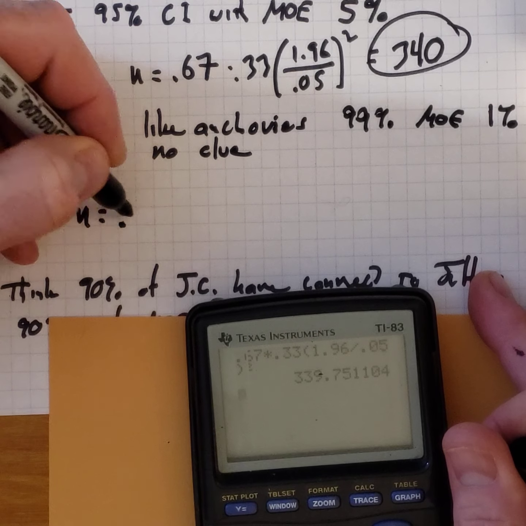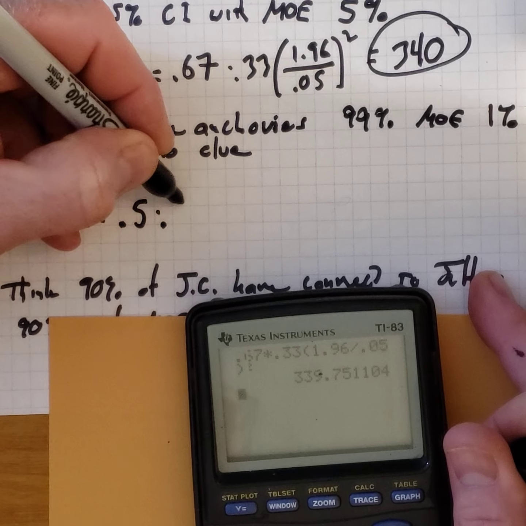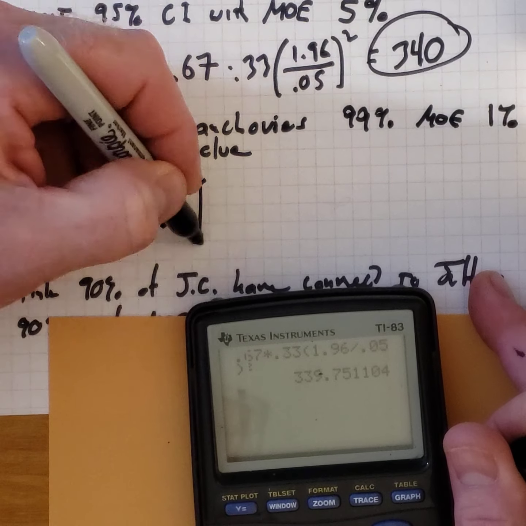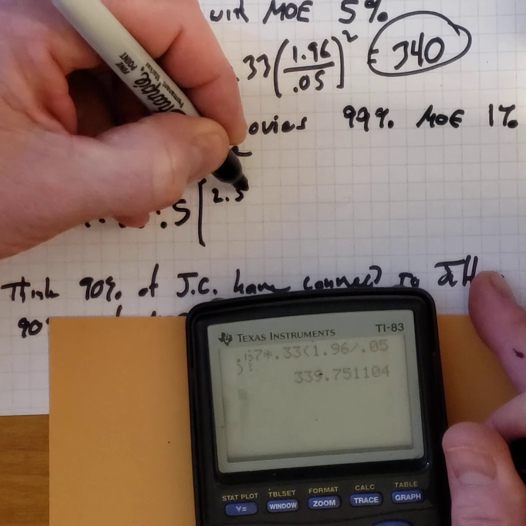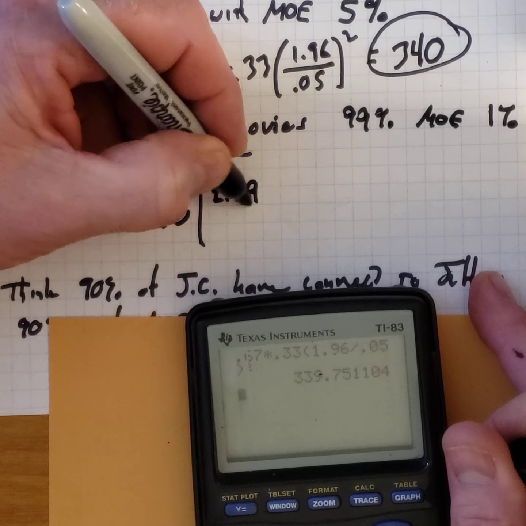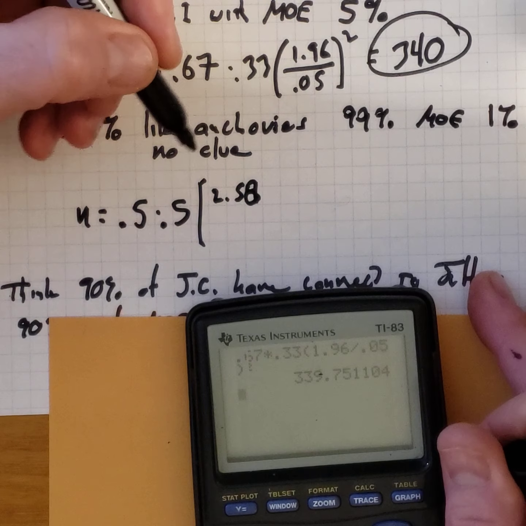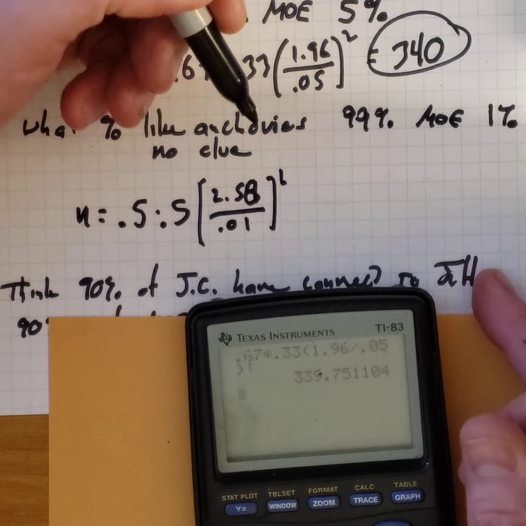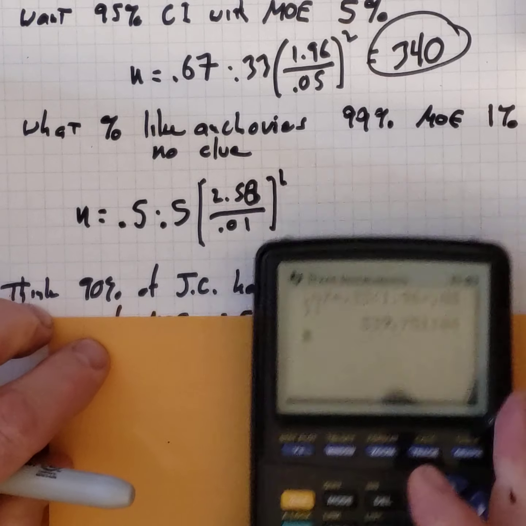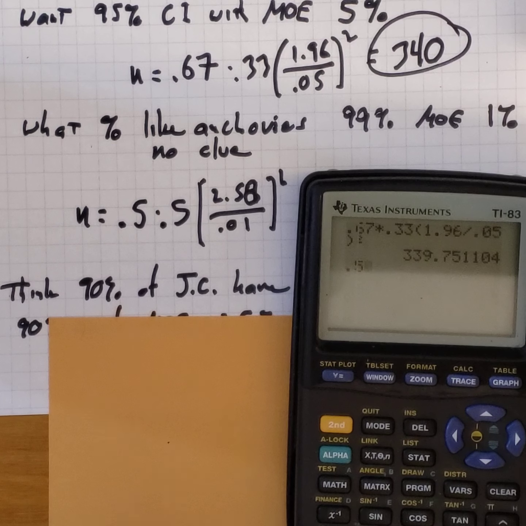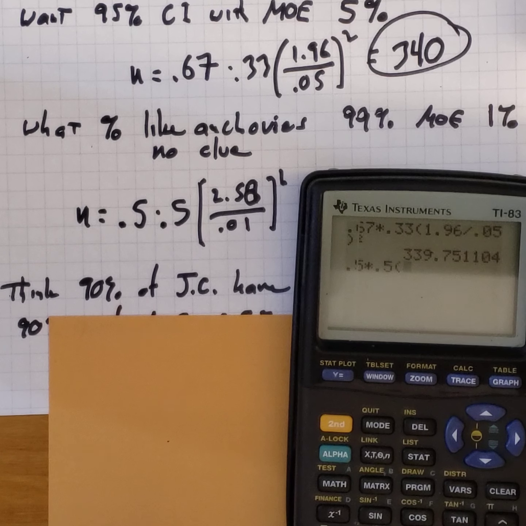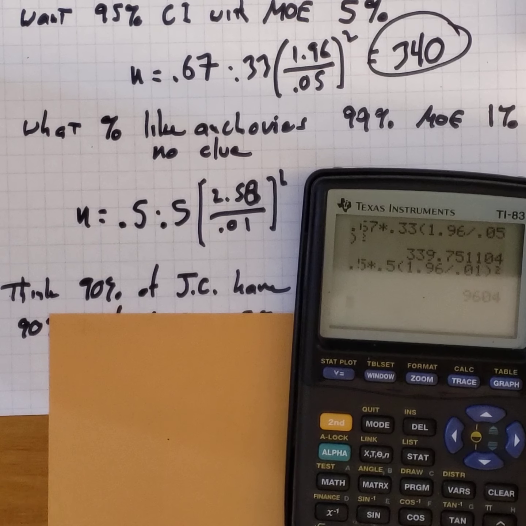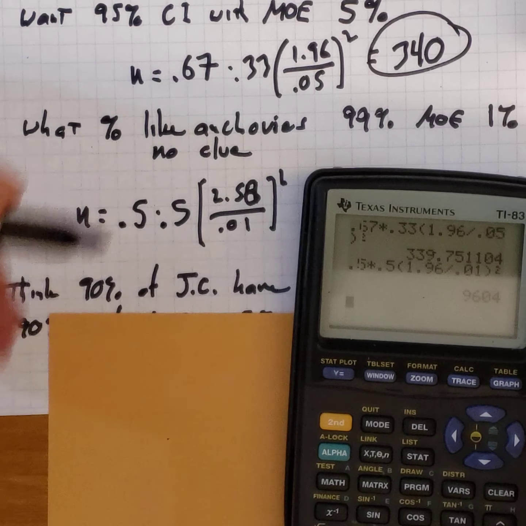Well, worst case scenario would be 0.5 for P, which would also be 0.5 for Q. And that's going to be 2.58. I'm sorry, I don't have those numbers in front of me at the moment. I think it's 2.58 divided by 0.01 squared. So we have 0.5 times 0.5 times, in parentheses, 1.96 divided by 0.01 squared. 9,604.